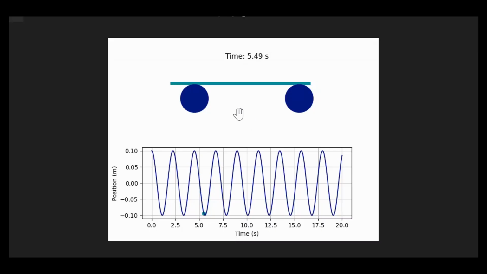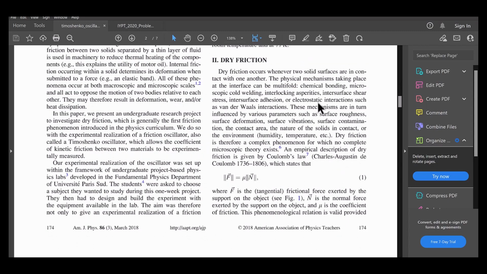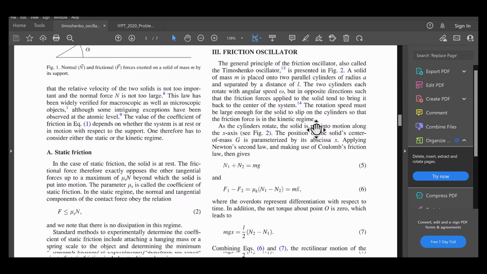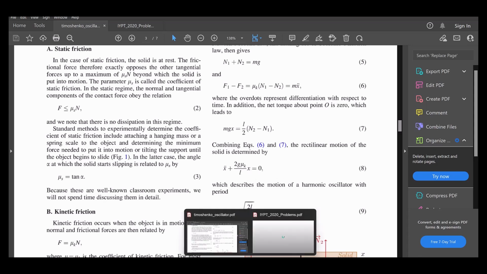So now let's take a look at this paper, which goes in depth about the Timoshenko oscillator, which is another name for the friction oscillator. And if we take a look at this paper, we see that there's a differential equation. So this is x double dot. Dots usually represent derivatives. So this is the second derivative of x with respect to time, plus 2g mu k divided by L, x equals 0. So this is our equation. Let me write that down.